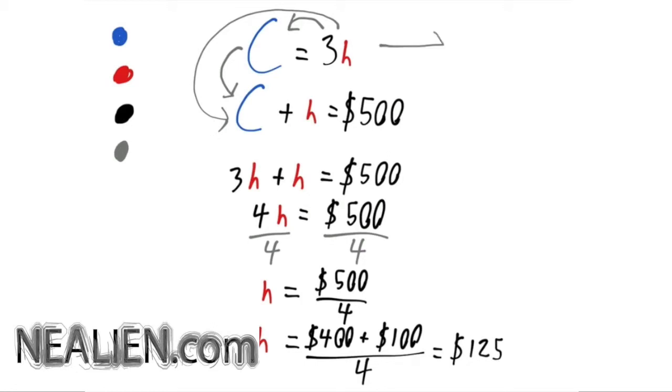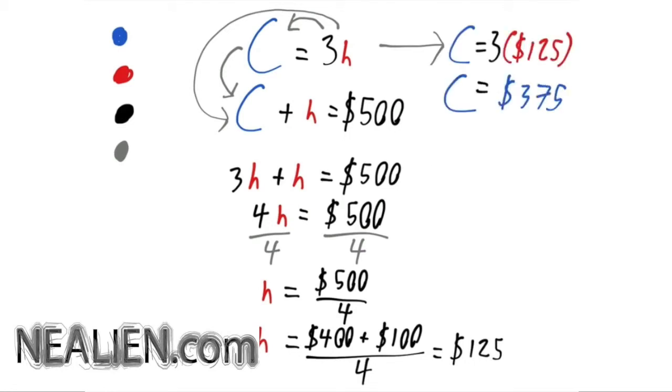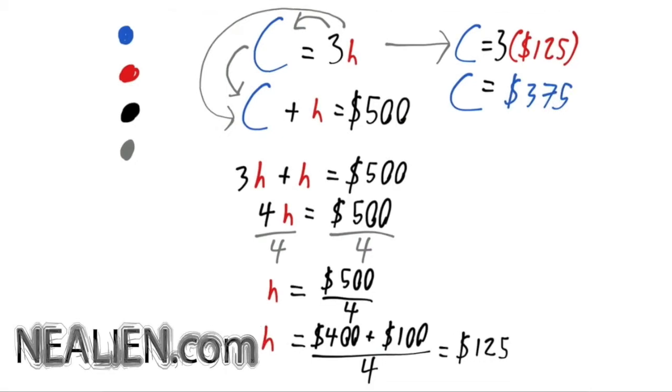Since we have H, we can get C. We just have to multiply by 3. 3 times 125 gives you 375. So that was one option for finding C. We've really completed the problem at this point because we have both variables, but let's look at how we could have solved it a different way.